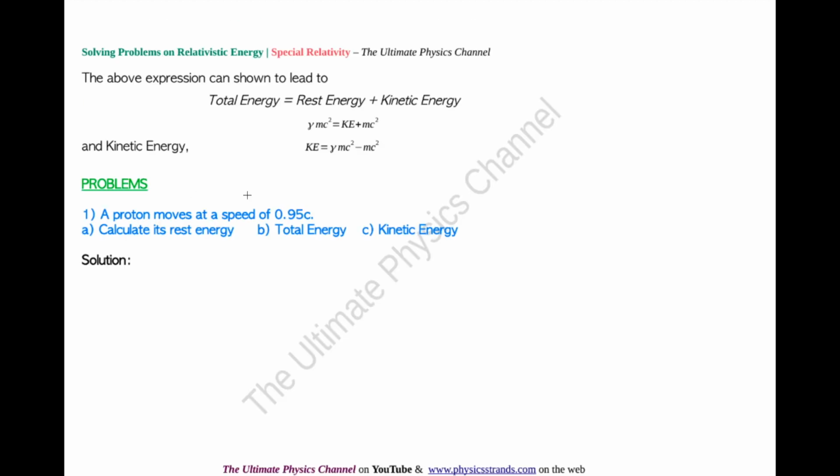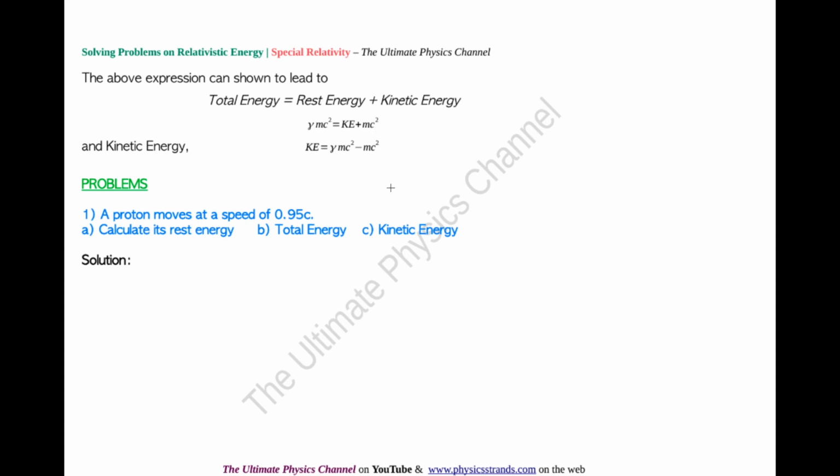Let's move on to another expression for the total energy, which is the sum of rest energy and kinetic energy. So total energy gamma mc squared is equal to kinetic energy plus mc squared, from which we can get an expression for the kinetic energy: KE is equal to gamma times mc squared minus mc squared. That is, kinetic energy is the difference between the total energy and the rest energy, that is mc squared. Let us move on to solve the problems now.